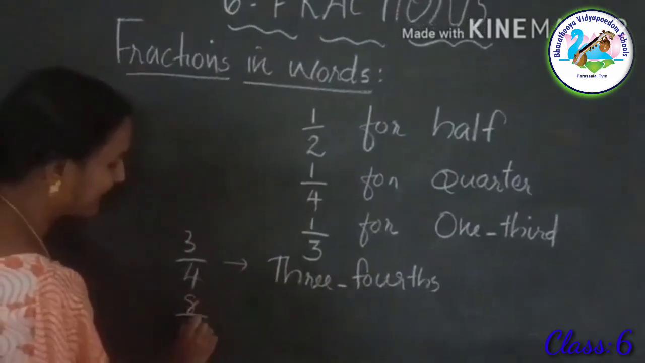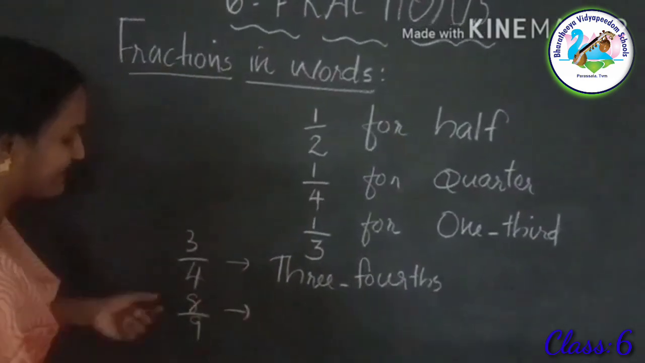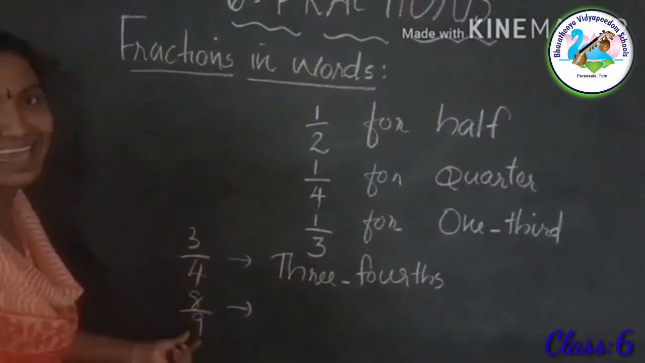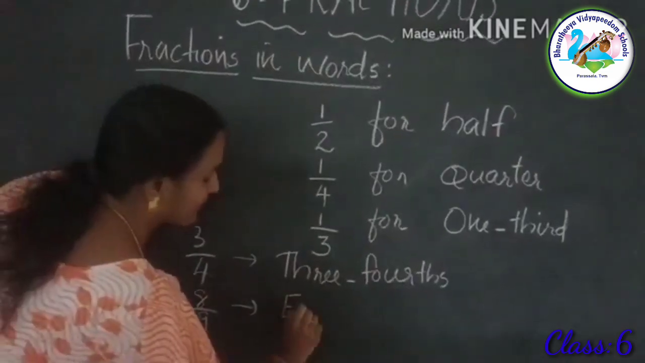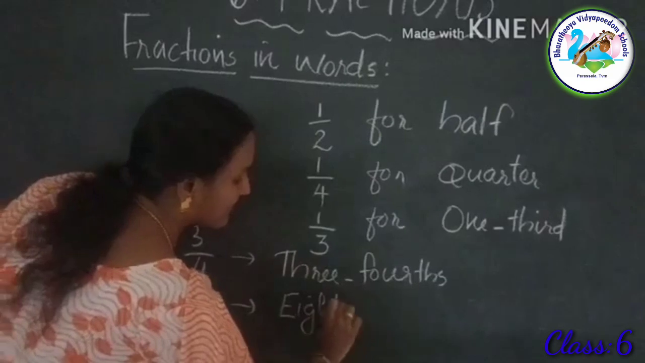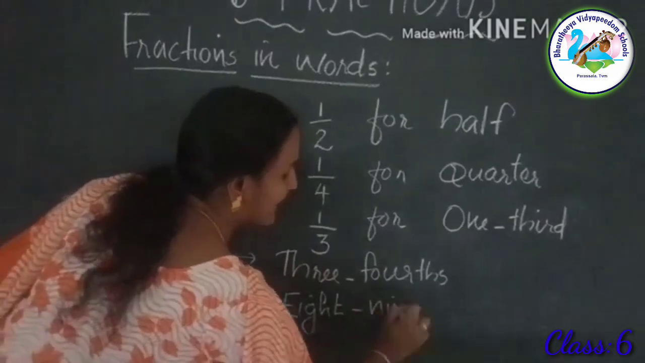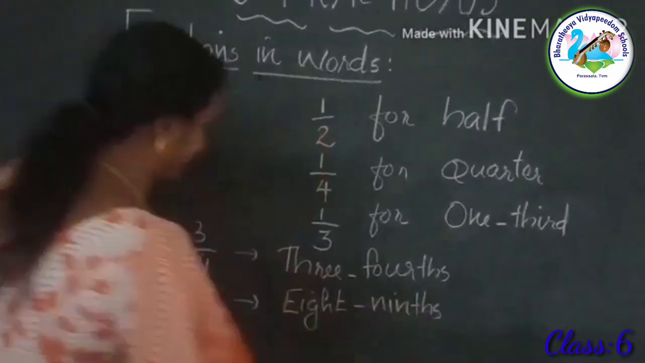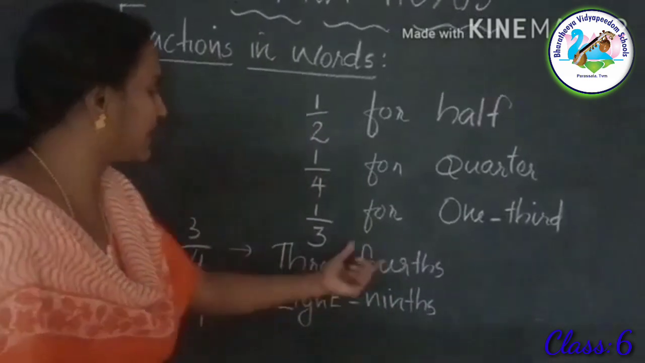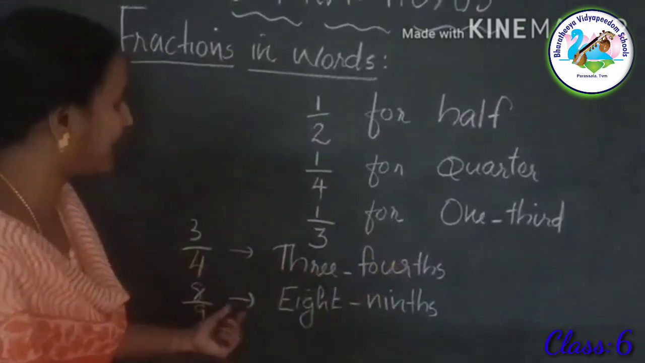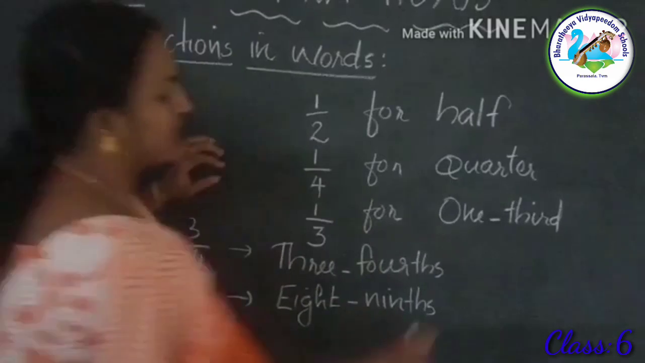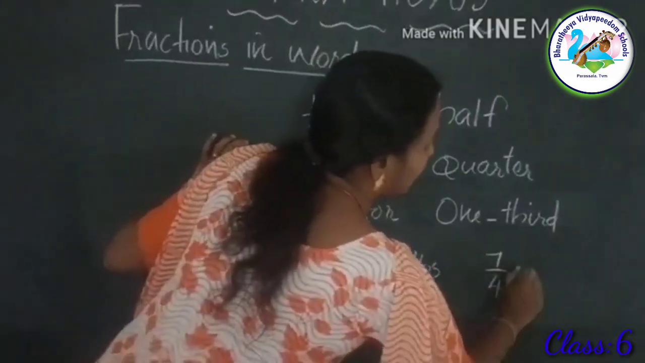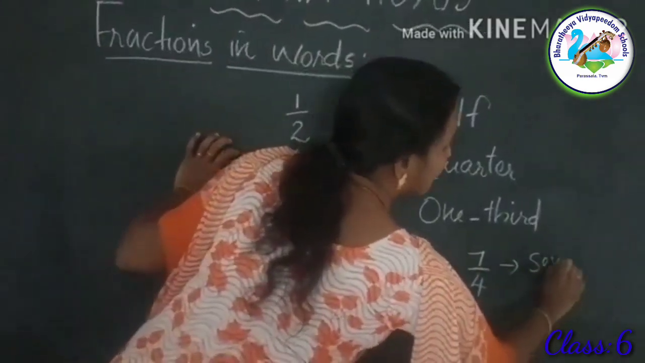8 by 9 is read as eight ninths, N-I-N-T-H-S. So 3 by 4, three fourths. 8 by 9, eight ninths. 7 by 4, seven fourths.